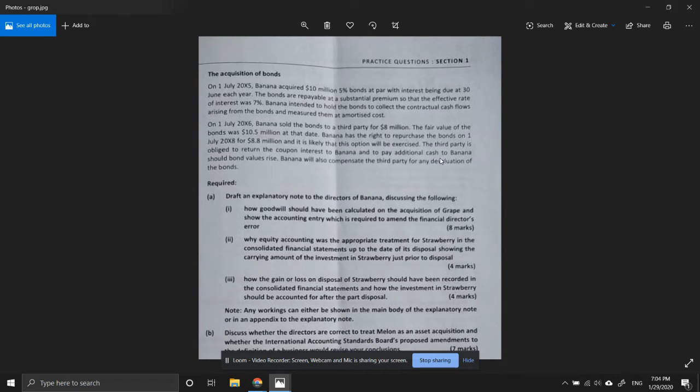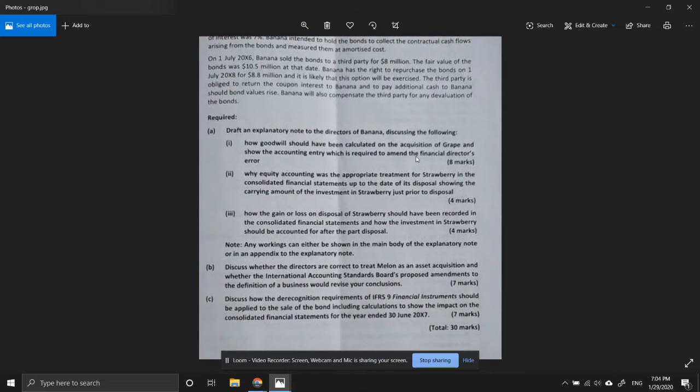to pay additional cash to Banana should the bond's value rise. Interest to Banana and to pay additional cash to Banana. Banana will also compensate the third party for any devaluation of the bonds. Okay, interesting.